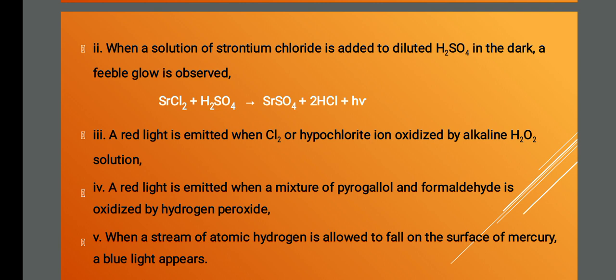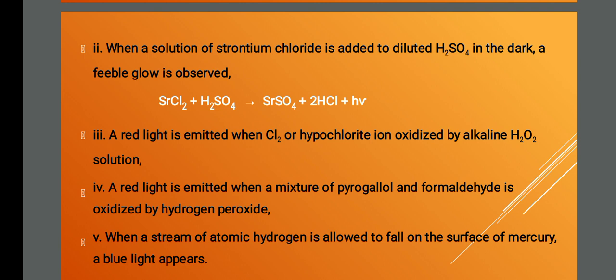Other examples are a red light is being emitted when chlorine is oxidized by alkaline hydrogen peroxide, and red light is also emitted when a mixture of pyrogallol and formaldehyde is oxidized by hydrogen peroxide. The last example is when atomic hydrogen is allowed to fall on a surface of mercury, blue light is being emitted. So these are the different examples of the chemiluminescence phenomenon.